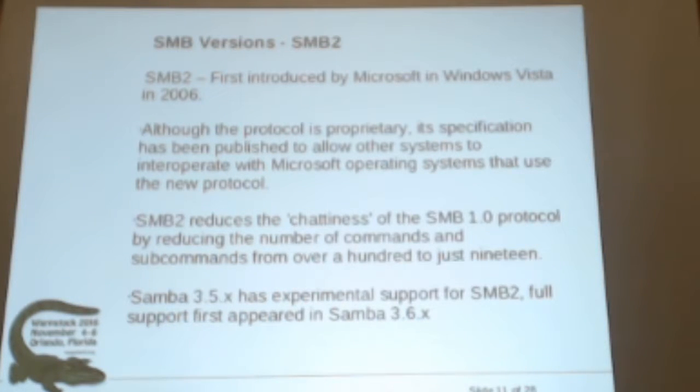SMB2 reduces the chattiness of the SMB protocol by reducing the number of commands and subcommands from over 100 to just 19. That helps reduce traffic on the network and lets that traffic be used to carry data rather than carrying commands about the network and what's happening. Samba 3.5 has experimental support for SMB2, and they allege full support is in Samba 3.6. However, as I mentioned, we weren't able to get that working with Kerberos back in the middle of last year.